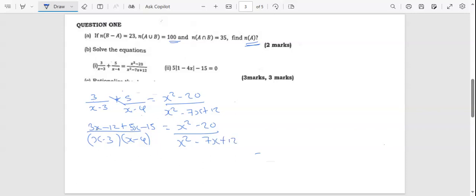So what we'll do here is on top there we can simplify. We can see there 3x and 5x will give us 8x, and negative 12 and negative 15 would be negative 27.